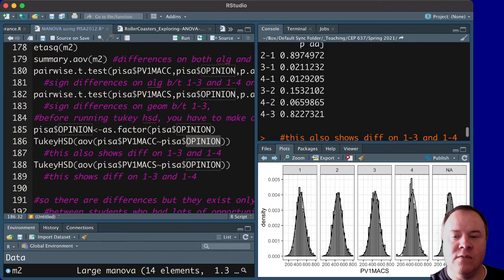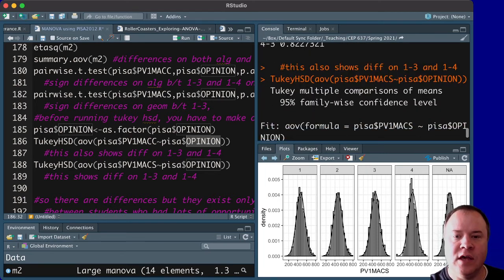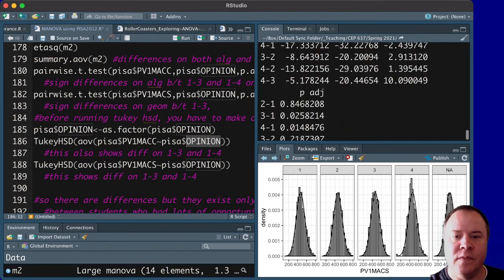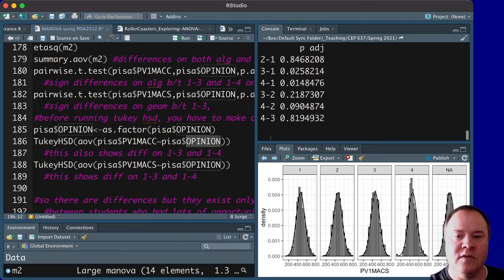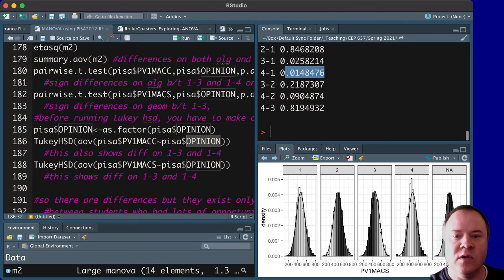So we see the same thing if we look at geometry, Tukey HSD. We see the same results here, differences between 1 and 3 and 1 and 4. So basically, those who had opportunities all the time scored statistically significantly higher by a small margin than students who didn't have very many or had none.